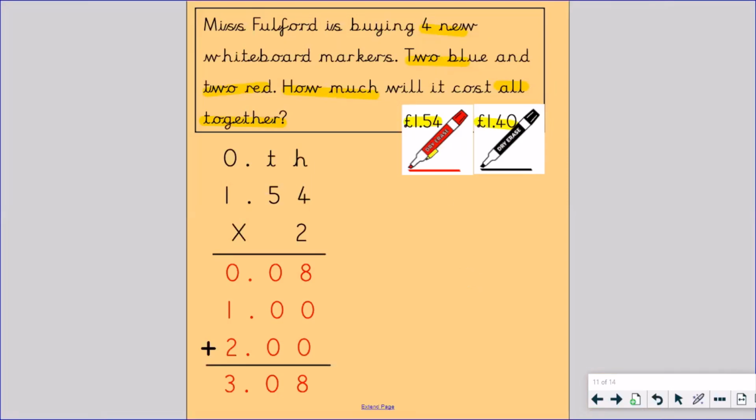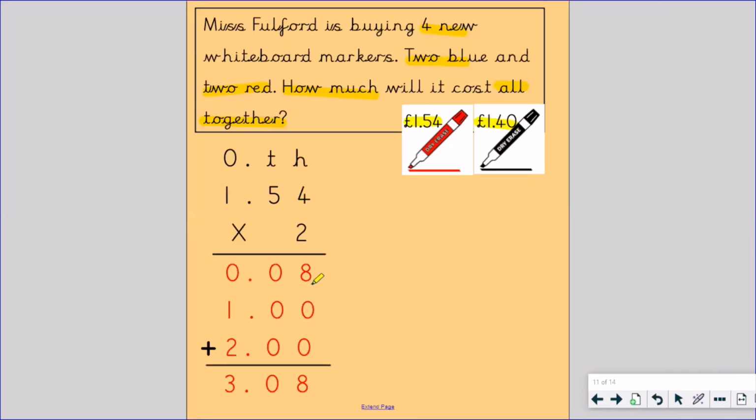The first thing I'm going to do is find out how much it costs for 2 red whiteboard markers. Okay, so I've used my formal written method here. You could also use your place value chart or counters, but I've used my formal written method. So 4 times 2 is 8, or 2 times 4 is 8 rather. 2 times 5, or 5 tenths, 2 times 5 is 10. So I know I put the 0 in the tenths column and the 1 in the ones column. And 2 times 1 is 2. So I put that in my ones column, and now I need to add them all together.